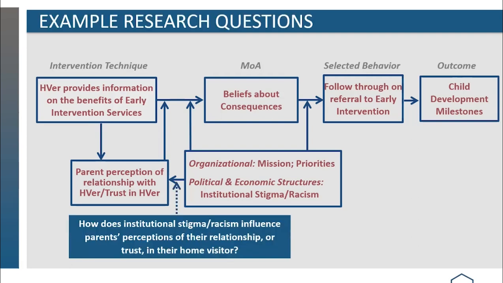We can ask the question, how does institutional stigma and racism influence parents' perceptions of their relationship or trust in their home visitor? Families that have been negatively affected by systems of oppression, such as institutional stigma or structural racism, that may have limited their opportunities or created barriers to their well-being, may find it difficult to develop trusting relationships with people and helping professions, such as home visitors, especially in the early stages of the relationship. Understanding these contextual factors can help us understand variability or differences in family engagement.